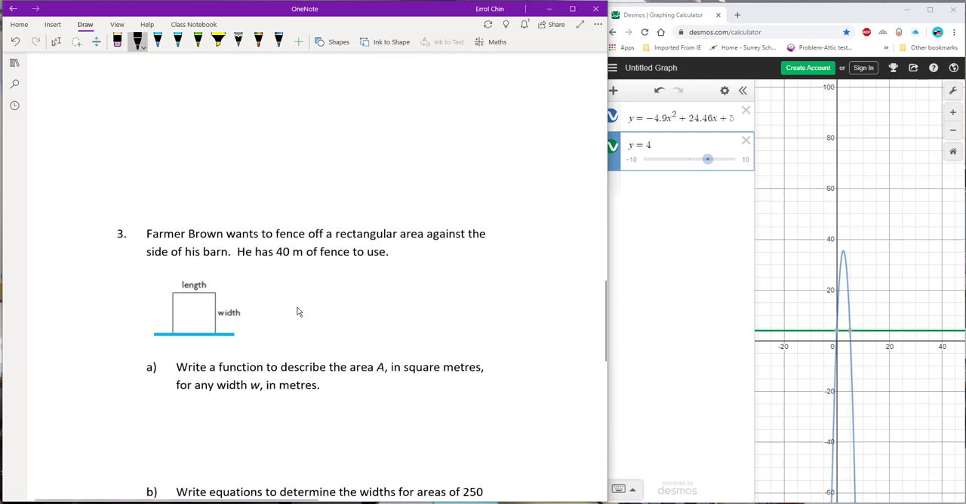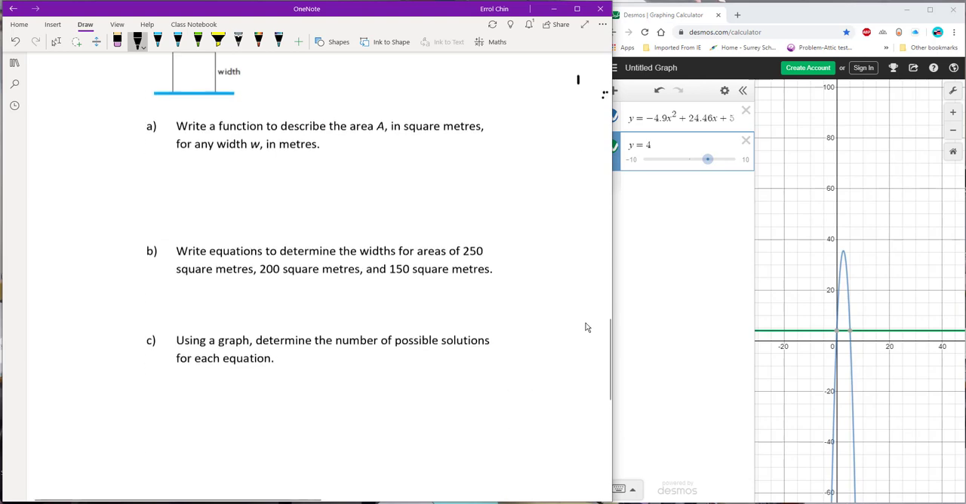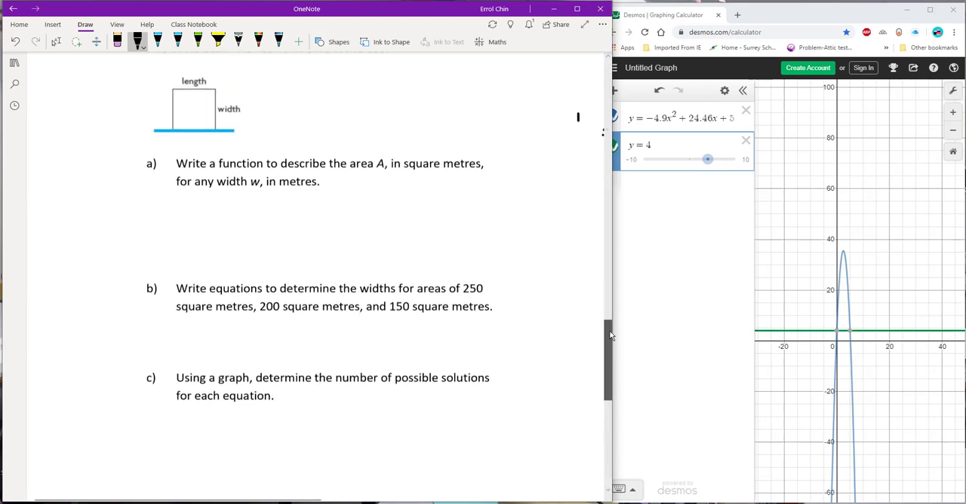It says here Farmer Brown wants to fence off a rectangular area against the side of the barn. He has 40 meters of fence to use. So can you write a function to describe the area in square meters for any width in W meters? Well, when it comes to word problems, things get slightly more challenging, but it's not super duper hard.